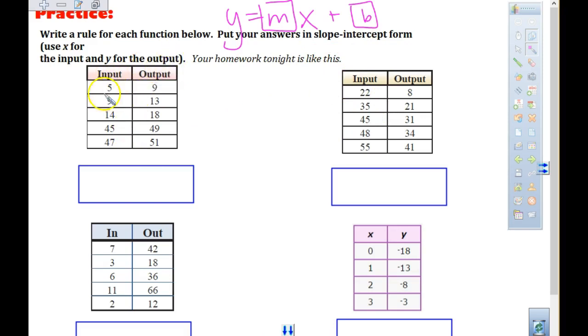So first, you're always looking at your input to get your output. So I might write it out first in words. Output is equal to what to our input? What happened each time? From 5 to get 9, 9 to get 13, 14 to get 18. We added what? So we're going to put our input plus 4. And if you think of the input as x and the output as y, we are going to have y equals x plus 4.